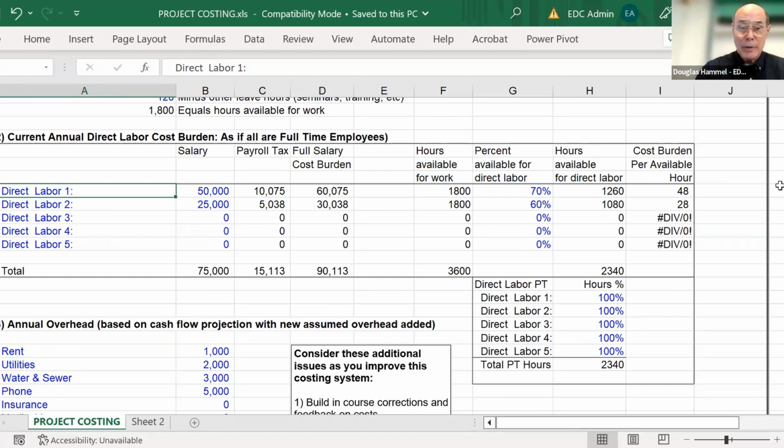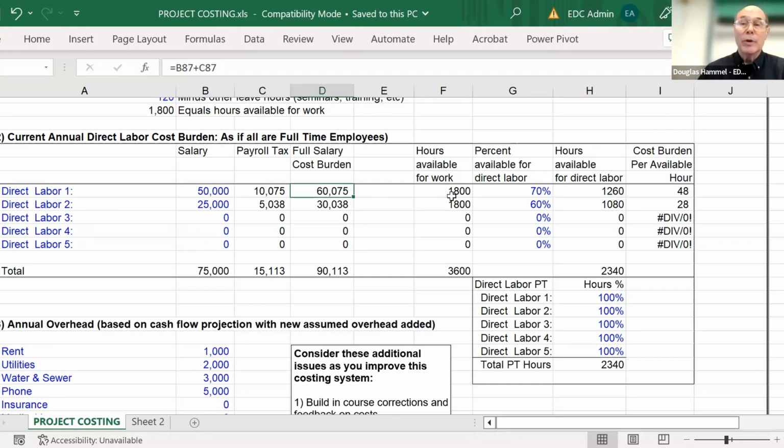Other hours could be in shop time. They might actually have some of their time in overhead. And so even though we have 1,800 hours here for them, after we reduce that by sick leave and vacation and so forth, when we actually question the business owner, we find out that that employee only spends 70% of their time on direct labor. So that means 70% of 1,800 is 1,260. For this one, they only spend 60% of their full-time labor. And instead of 1,800, that's 1,080.